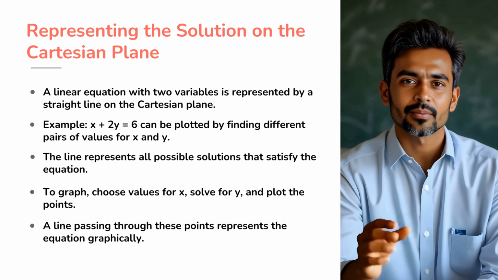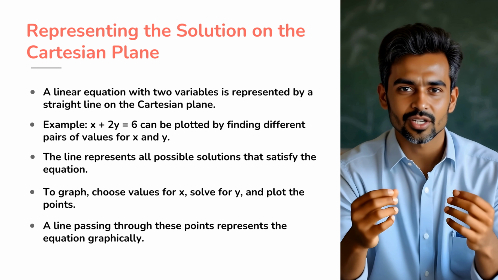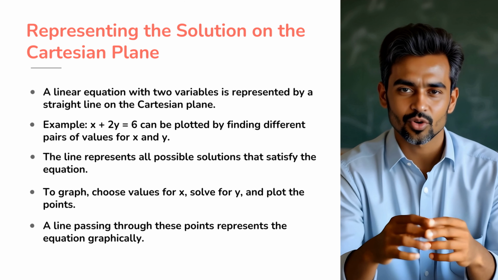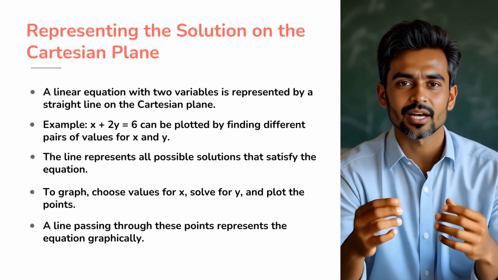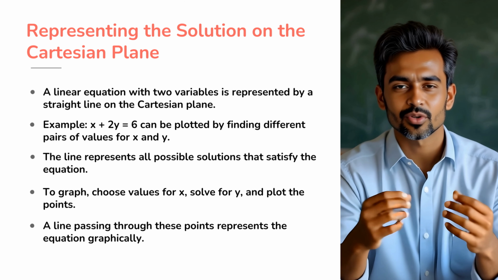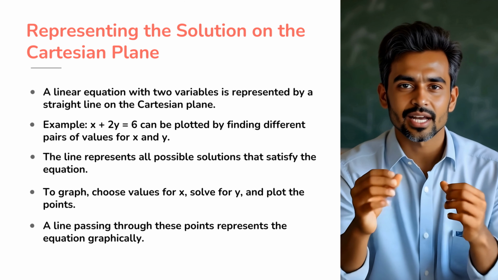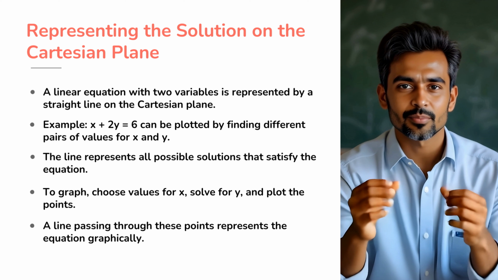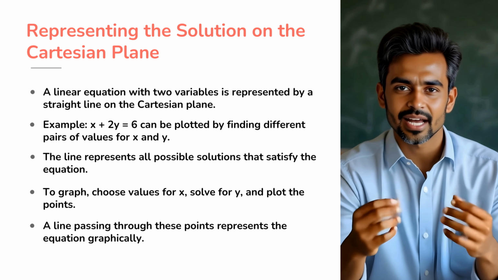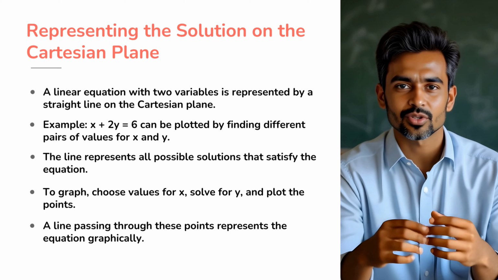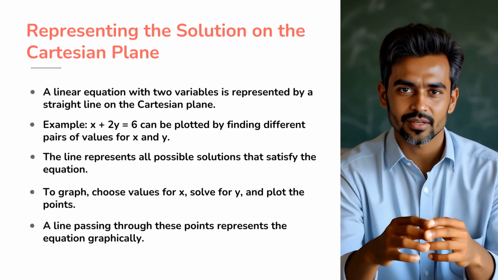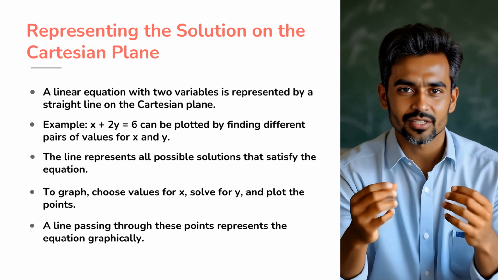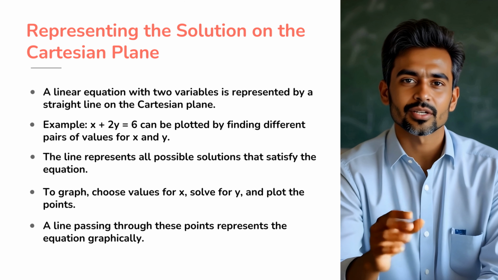Now, let's get visual. A linear equation in two variables is best represented on the Cartesian plane, where the solutions to the equation form a straight line. Let's take our example again, x plus 2y equals 6. If we choose some values for x, like 0, 2, or minus 1, we can solve for the corresponding y values and plot them on a graph. For instance, when x equals 0, we get y equals 3. If x equals 2, then y equals 2. By plotting these points, we can draw a straight line that represents all the solutions to the equation.